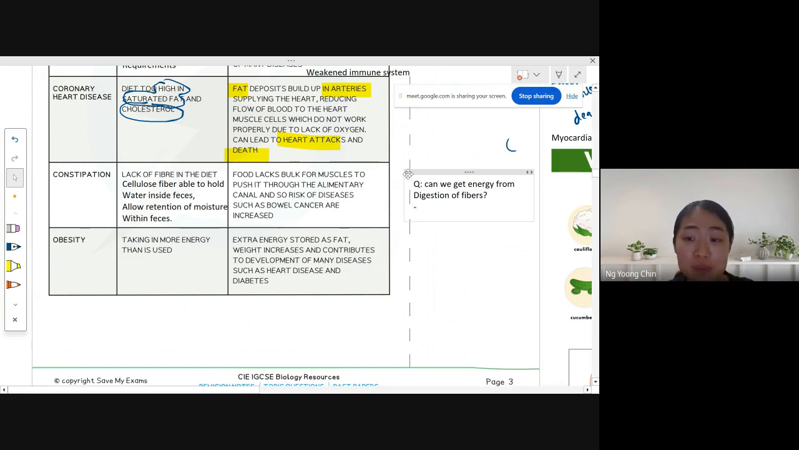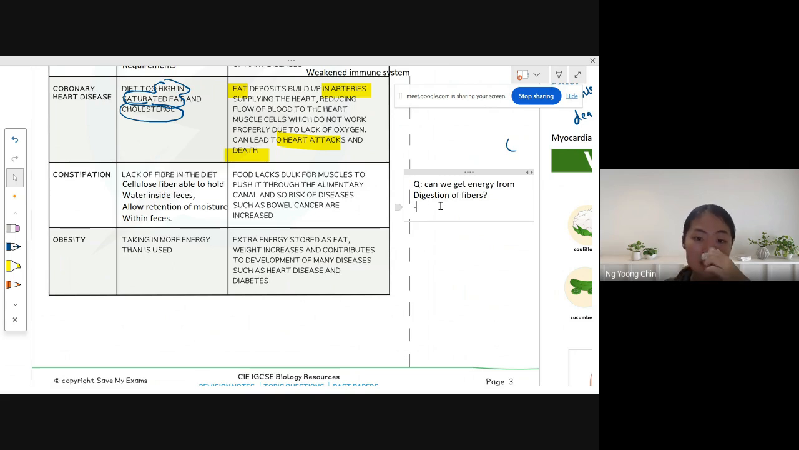As we know, our energy source is from carbohydrate, which is our main energy source, followed by fats. So fiber is not the main energy source, but we still need fiber for this purpose, to prevent constipation. In humans, we don't have any enzyme to help us digest fibers, but we have enzymes to digest carbohydrates, proteins, and lipids.